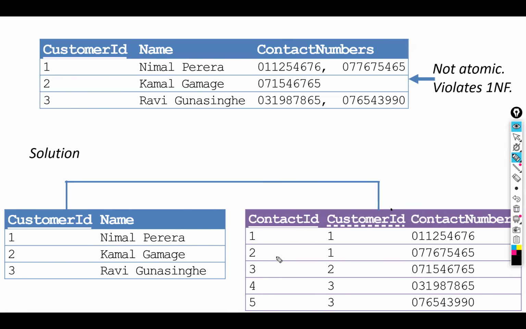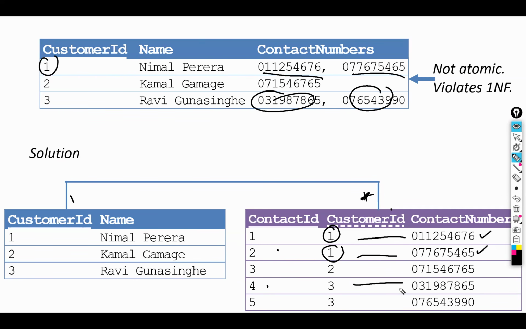For that, we have introduced a primary key called contact ID and also the foreign key, because this is one to many. One customer can have many contact numbers. For each customer ID, these two are now two records for customer ID 1, and these two are two records for customer ID 3. It's now a one-to-many relationship, and this is your foreign key.